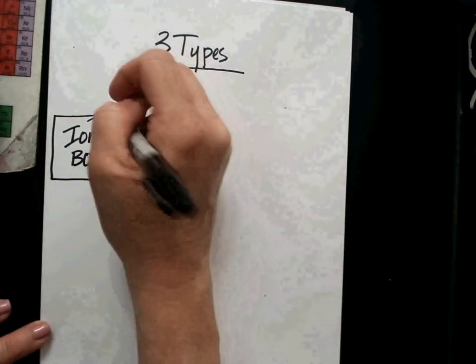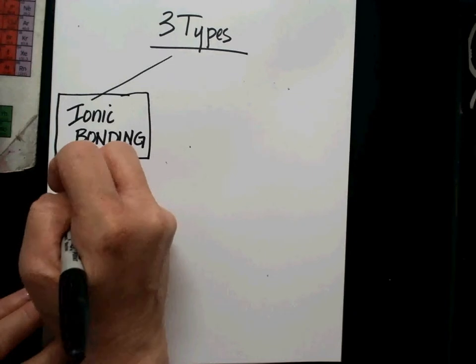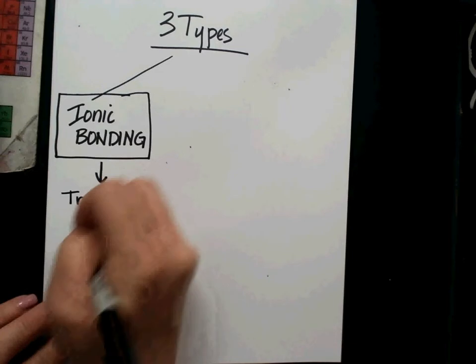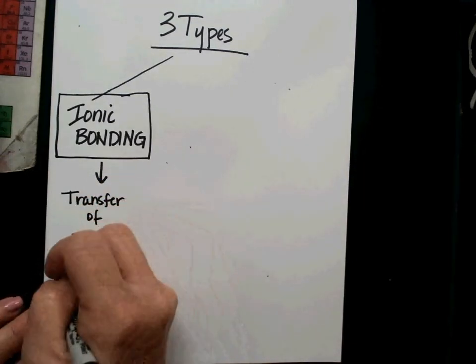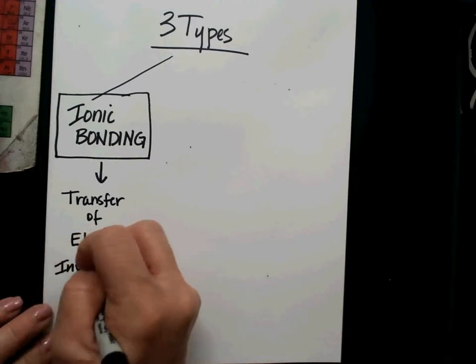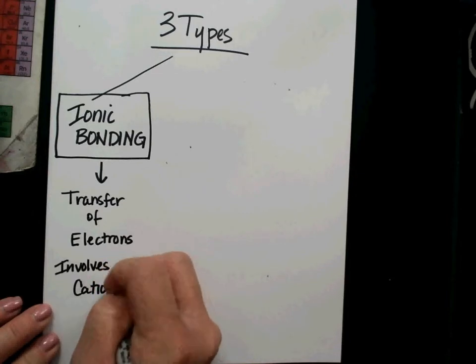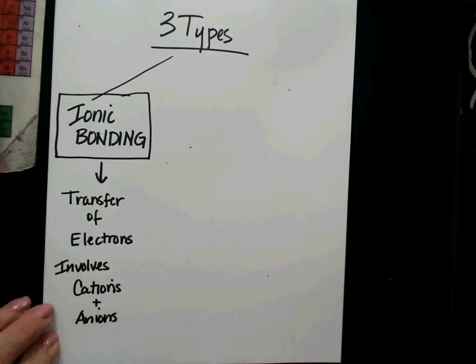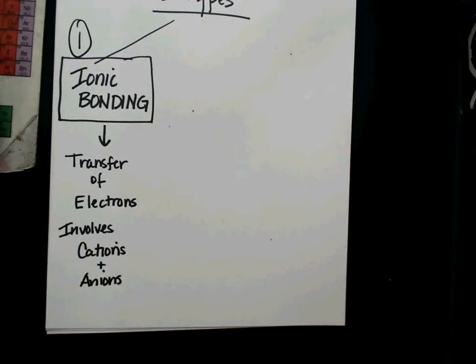Ionic bonding, where I have transfer of electrons, and it involves cations and anions. That's the first kind we're going to talk about. This is number one. Doesn't mean it's the best, it's just the first one we're going to talk about.